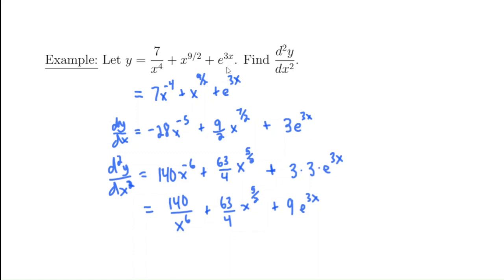Right, so notice when we took the derivative of e to the 3x, we got 3 e to the 3x. We take another derivative, we're going to get 9 e to the 3x because we get another 3 coming out because of the chain rule. And so this is our final answer.